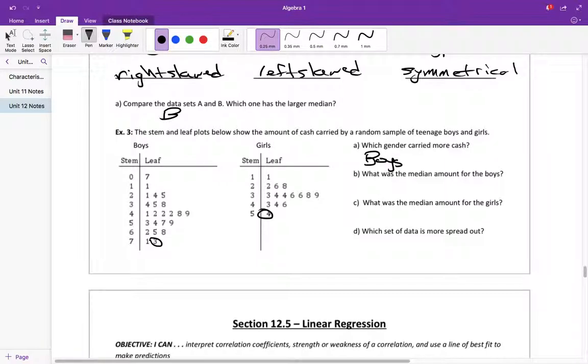For part B, what is the median amount for the boys? This would be where you could use the cross-out method, which is what I'm going to do real fast here. So cross one off at the beginning, one at the end, beginning and end, beginning and end, and so on. And let's see where that puts us.